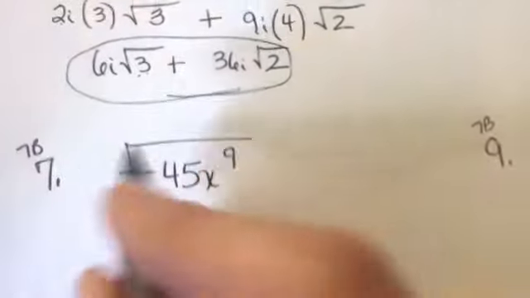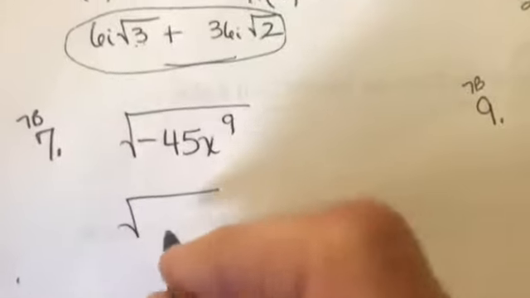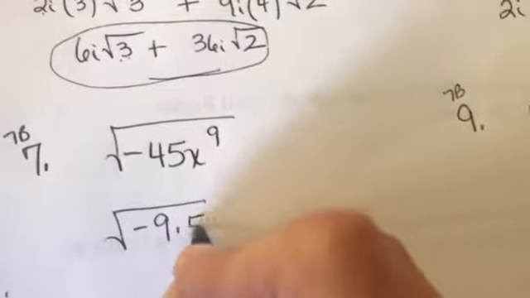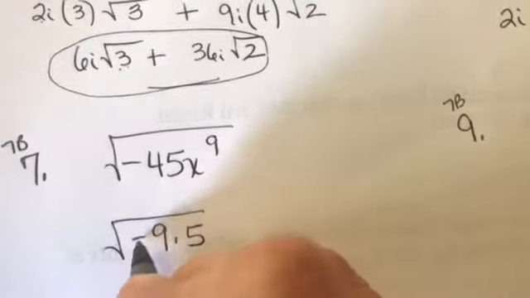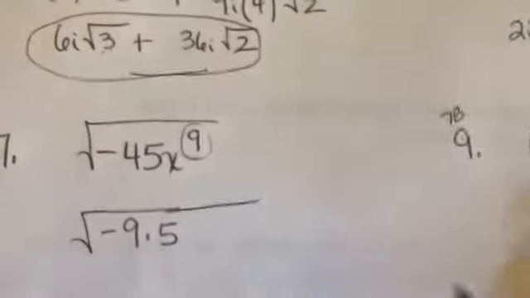This is from 7B, and is there a perfect square in 45? And I would say yes, 9. So 9 times 5 is 45. I'm just leaving my negative sitting right there. This is odd, so it's not perfect. And I didn't do one like this in class.